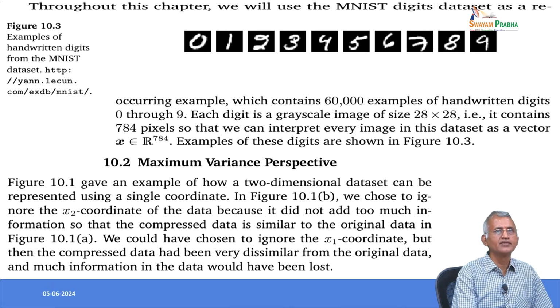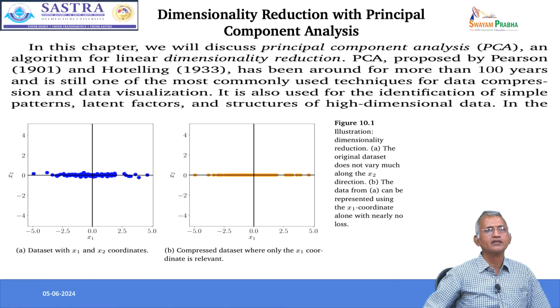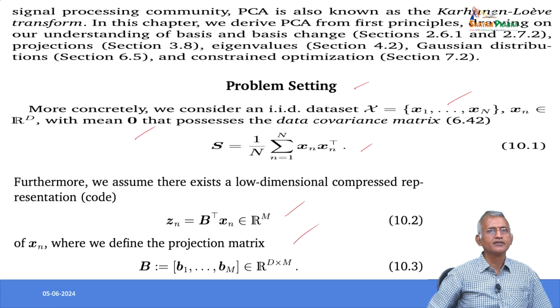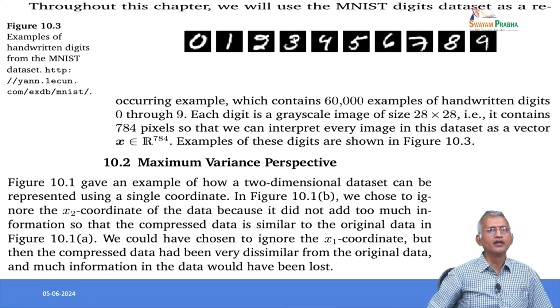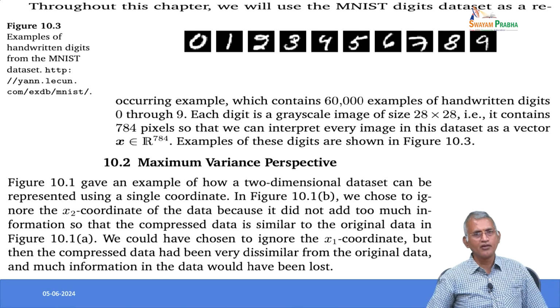And next we have the maximum variance perspective. So, figure 10.1 gave an example of how a two-dimensional data set can be represented using a single coordinate, in 10.1a and 10.1b, how the linear mapping is converting, and this can be illustrated in terms of dimensionality reduction, and this will be useful here to choose the maximum variance. So, we choose to ignore the x2 coordinate of the data because it did not add too much information, so that the compressed data is similar to the original data in the figure. We could have chosen to ignore the x1 coordinate, but then the compressed data would have been very dissimilar from the original data, and much information in the data would have been lost.